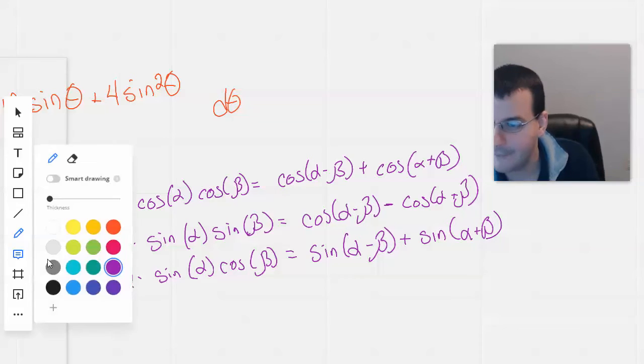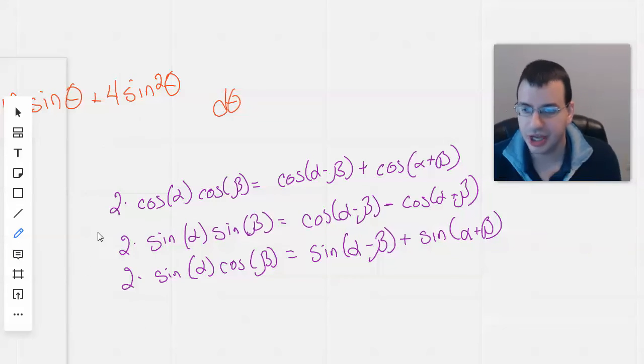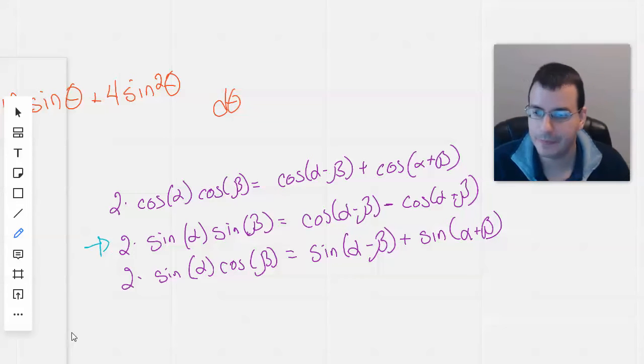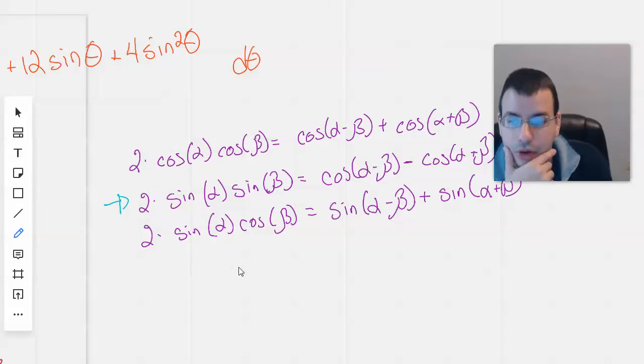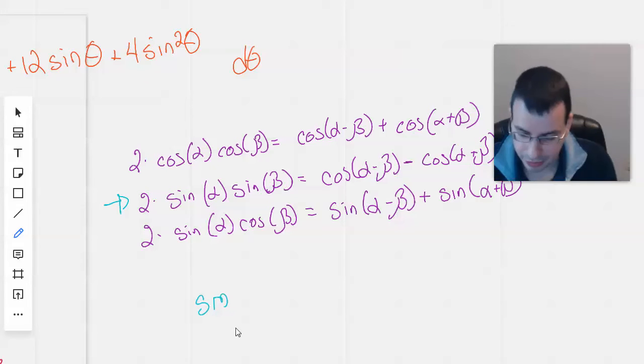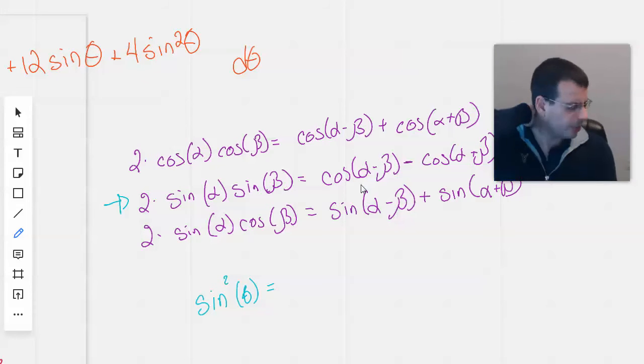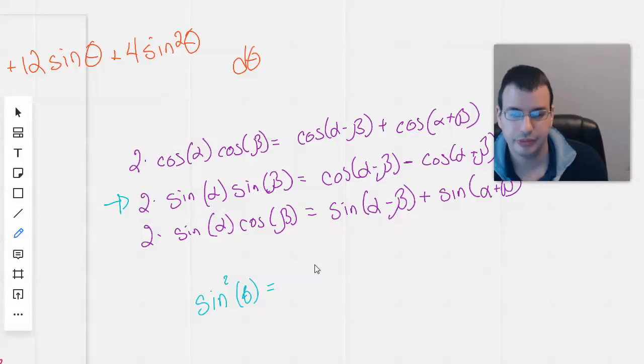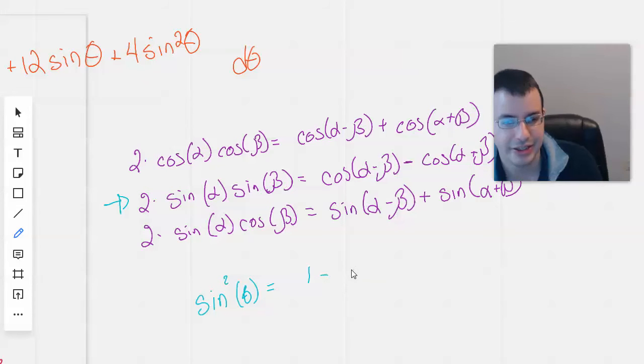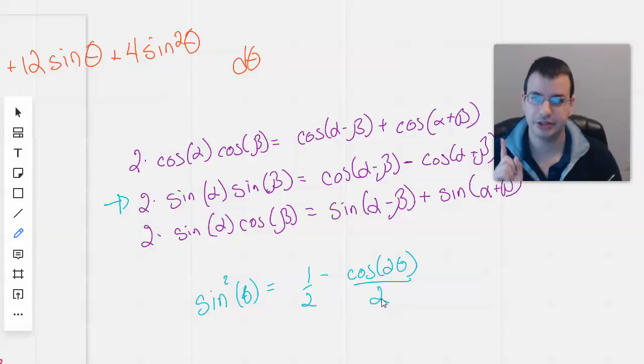Okay. So now that I've got my mnemonic done, sine squared will be this one. And so if alpha equals beta, A equals B, sine of theta squared equals cosine of alpha minus beta, which is cosine of 0, which is 1. So it'd be 1 minus cosine of 2 theta. And then we have a 1/2 involved. Yes.